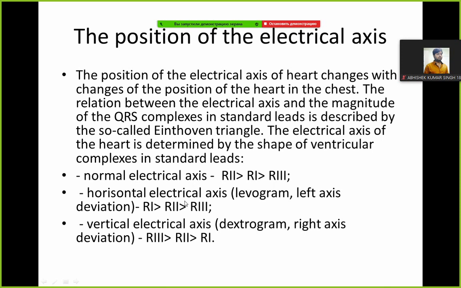Horizontal position of the electrical axis, also called levogram or left axis deviation, is determined when the most prominent R wave is in the first standard lead. And vertical electrical axis, or dextrogram, or right axis deviation, is determined when the most prominent R wave is in the third standard lead.